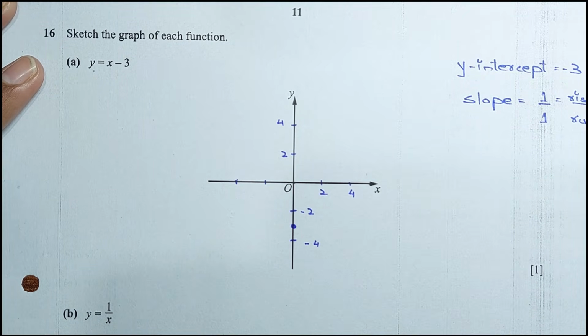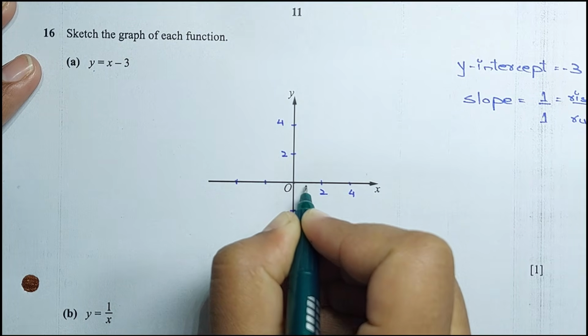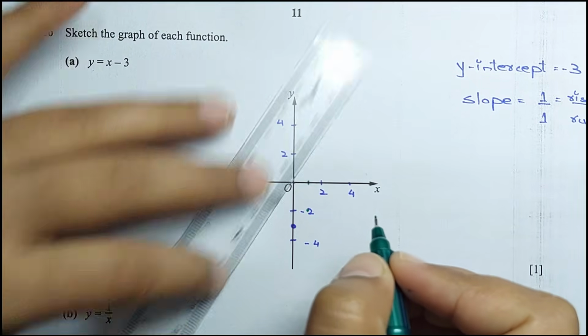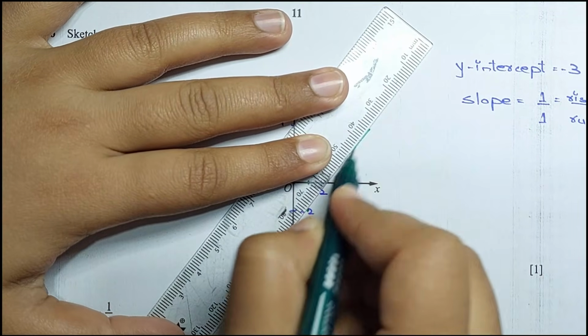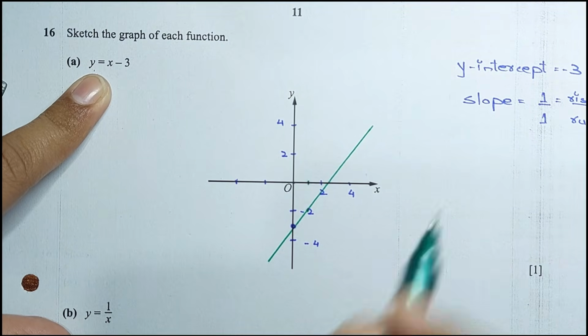Now we have to do the slope, which is rise over run. You have to move 1 unit up, rise, and the run is also 1 unit over here. So this is the line. This line is y equals x minus 3, right?